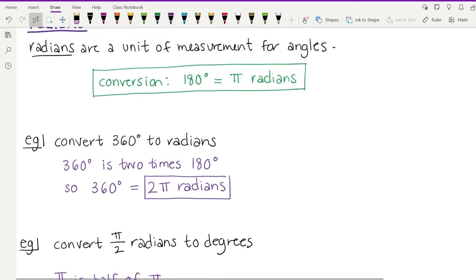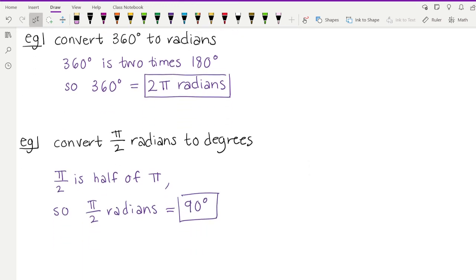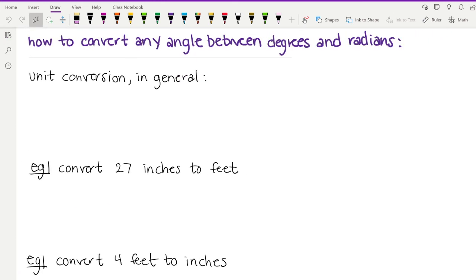Just knowing the fact that 180 degrees is equal to pi radians, if we're working with angles that are simple multiples or fractions of 180 or of pi, we can easily convert them without even really writing down any computations, more in our head. But we'll see that we also want to be able to deal with conversions that are a little bit trickier. So I want to talk about how you can always convert any angle between degrees and radians. Before we get into that, I actually want to talk about how to do unit conversions in general, because if you understand how to convert units in general, you'll understand how to convert units with degrees and radians.